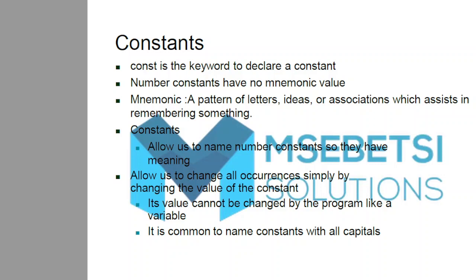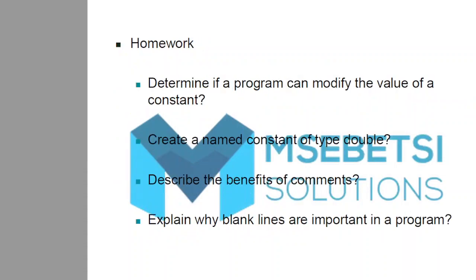And then constants allow us to name numbers so that they have a meaning. Just like the word pi is a name for a number, constants allow us to change all occurrences simply by changing the value of the constant. So let's say we are calculating a radius or something, we are able to determine the circle and everything based on the value that we know is assigned to pi, and it is best to use capital letters for them. That's just the syntax, used for differentiating it from other values or variables.